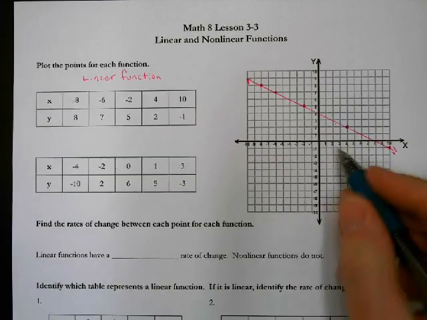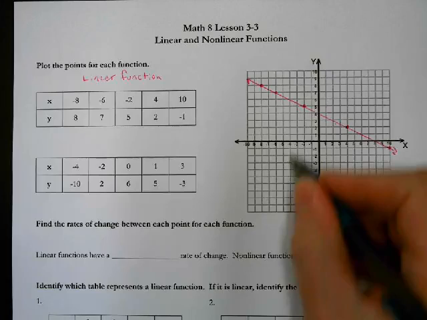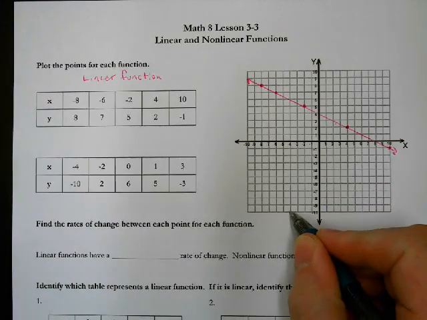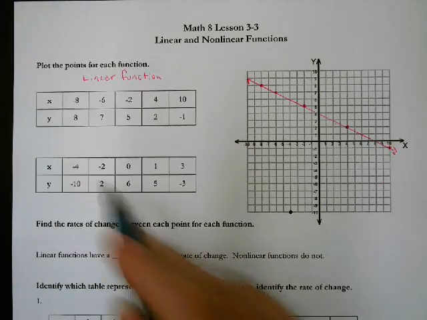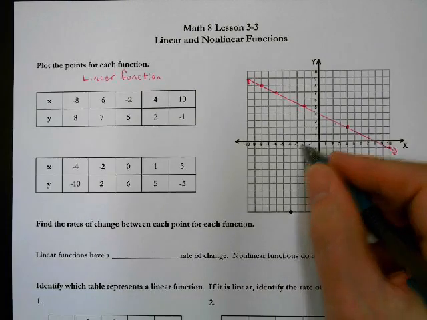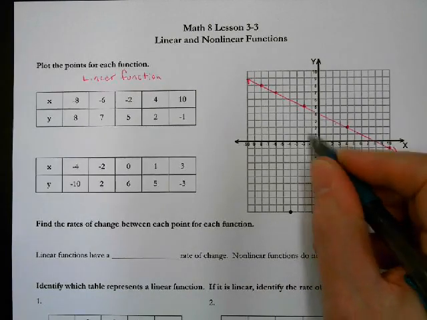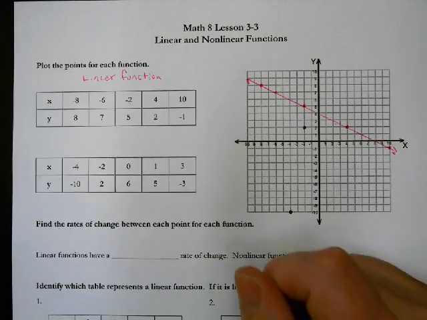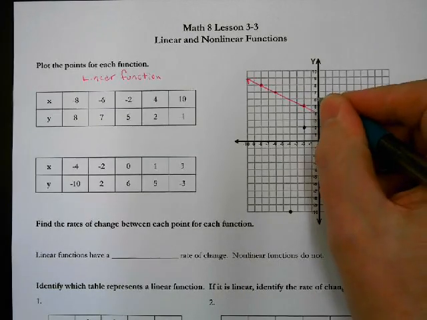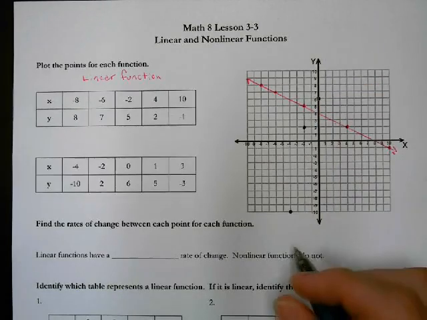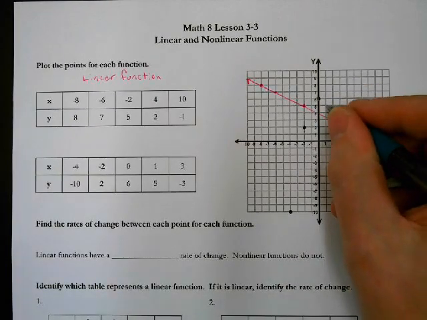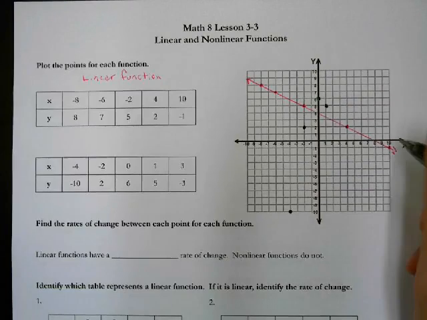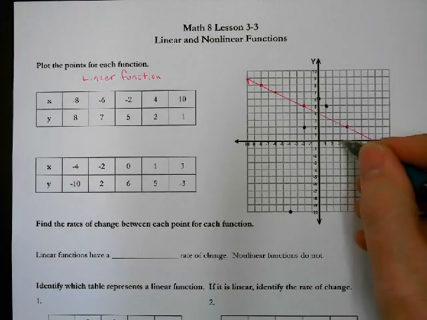So -4, -10. There's my first point. Next one is -2, 2. There's that point. 0, 6. 1, 5. And 3, -3.